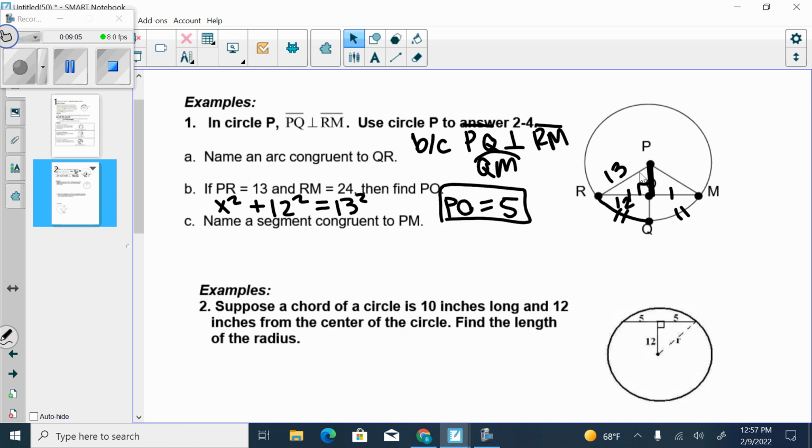Again, Pythagorean triple. So if you have this one memorized, this one is super common. You don't even have to do Pythagorean theorem. You would just see it and know it's a triple. Okay?